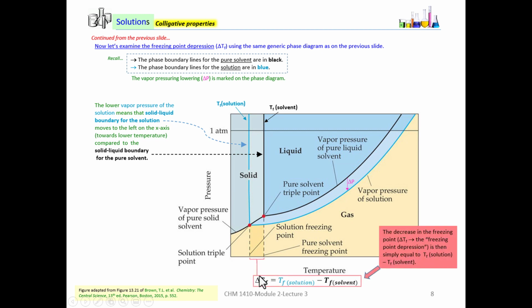And I've marked on the diagram below here that this lowering of the freezing point, delta T_F, which would be the freezing point of the solution minus the freezing point of the solvent, delta T_F would be negative. There's a freezing point depression associated with the solution as compared to the pure solvent. You'll also notice that the triple point of the solution is depressed compared to the triple point of the pure solvent.